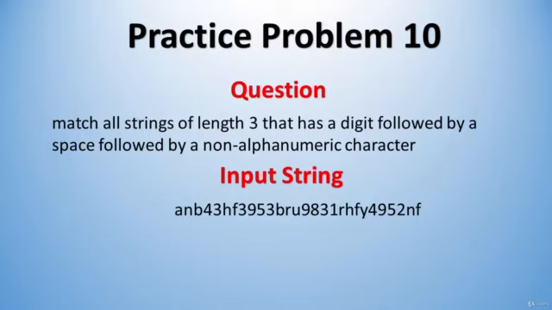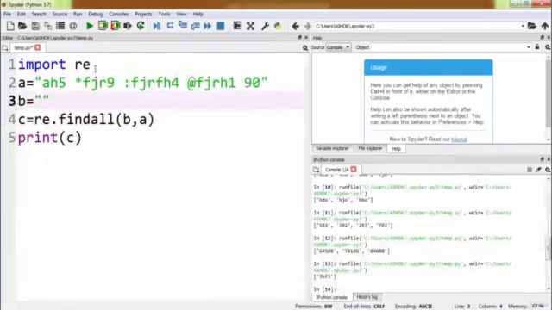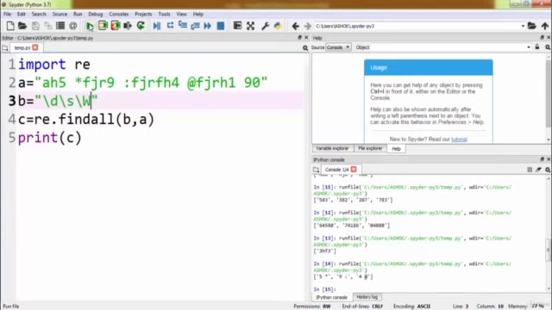So the next question is, match all the strings of length 3 that have a digit followed by a space followed by a non-alphanumeric character. The first character should be a digit followed by a space and followed by a non-alphanumeric character. So slash capital W will match a non-alphanumeric character. So when you run, you can get the required pattern.